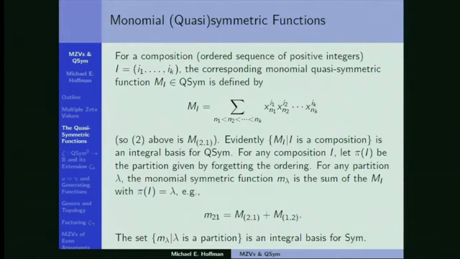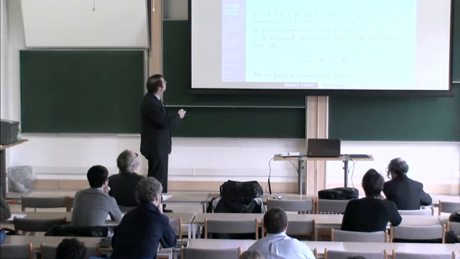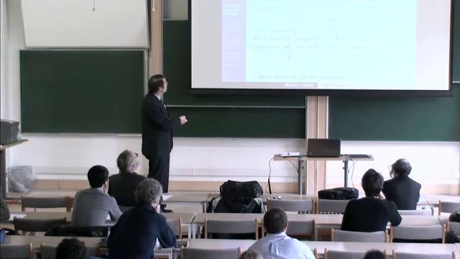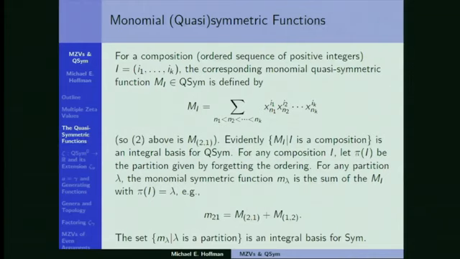Now, of course, if you forget the order in a composition, you get simply a partition, an integer partition. And everybody knows that you have monomial symmetric functions, so that quasi-symmetric function I had on the last slide is really what I call capital M sub 2,1. And if you add capital M sub 2,1 to capital M sub 1,2, you get the monomial symmetric function, little m sub 2,1. Okay, so that's the notation.